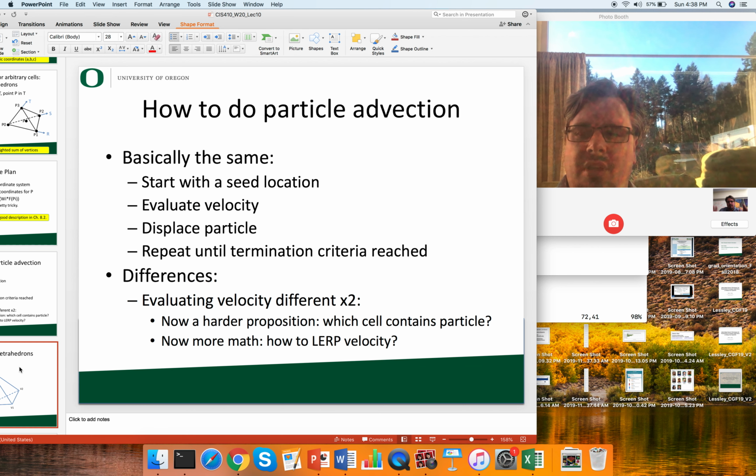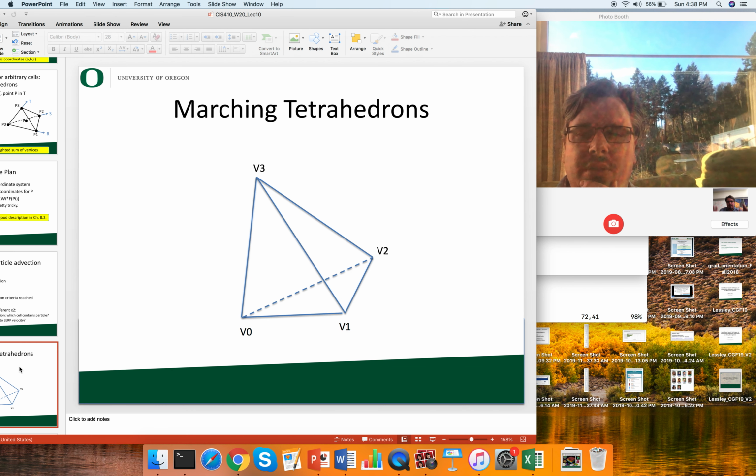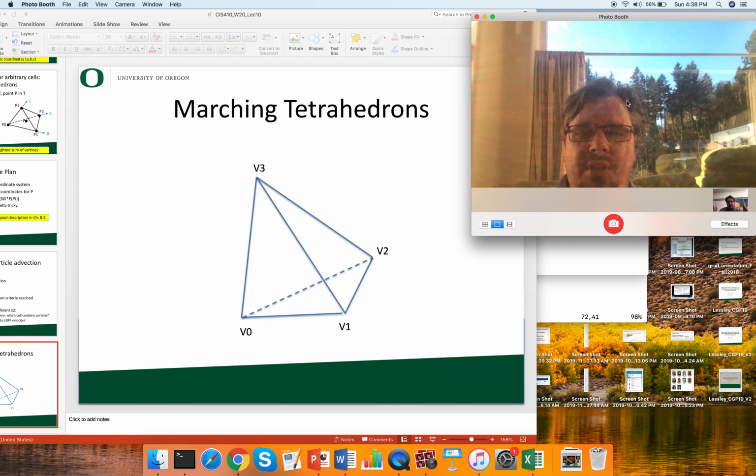Okay, so the last thing I want to talk about is marching tetrahedrons. And so here's yet another tetrahedron rendering. Again, I envision V0, V1, and V2 sitting on a table, and then V3 sticking out from the table.